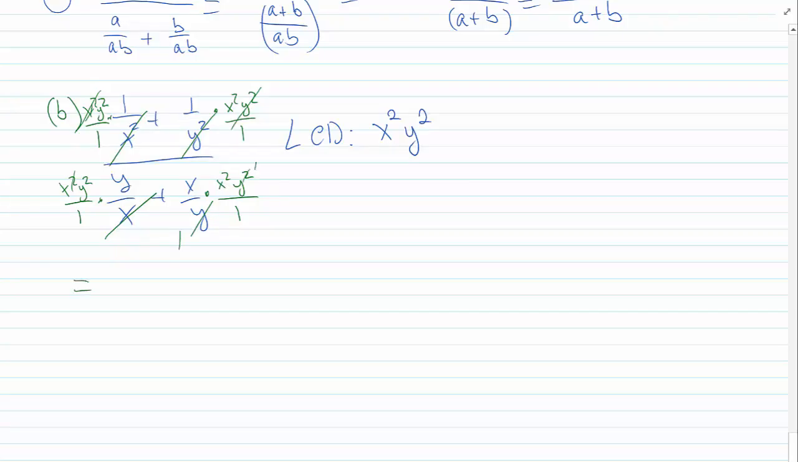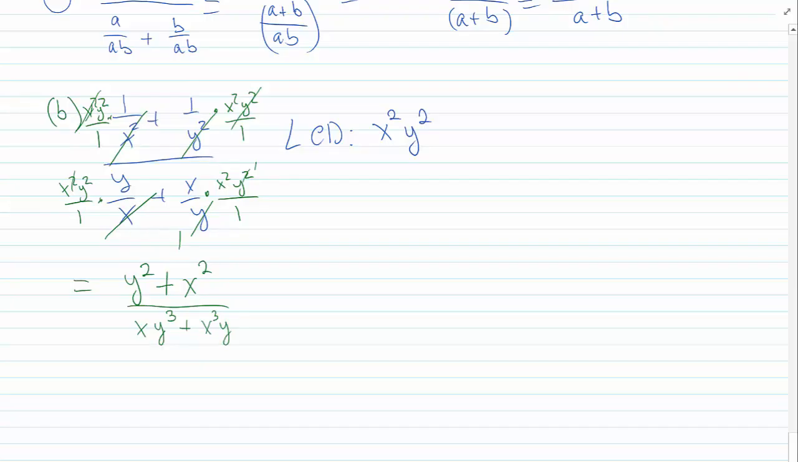So what will be the top? Plus x squared, right? And the bottom is x y squared, yeah, x y cubed. Yeah, because it's y squared times y. And here it is x cubed y.